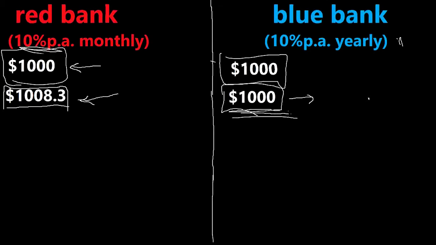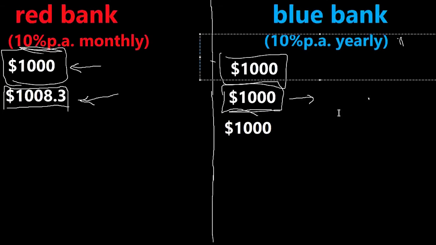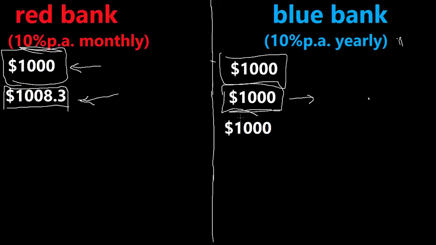So because we know they're not going to pay interest at the blue bank till the end of the year, we still have this $1,000 with no interest earned, because we're going to get our interest paid right at the end of the year. So that's month 0, month 1, month 2.